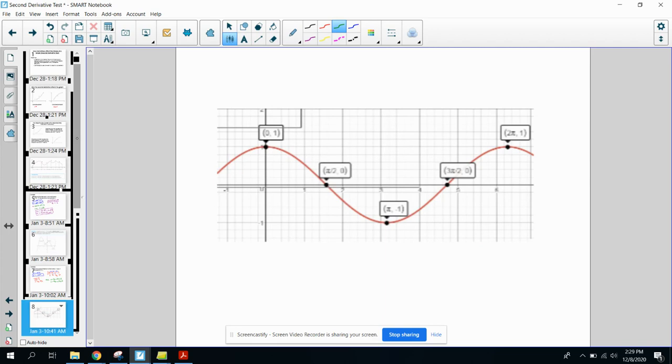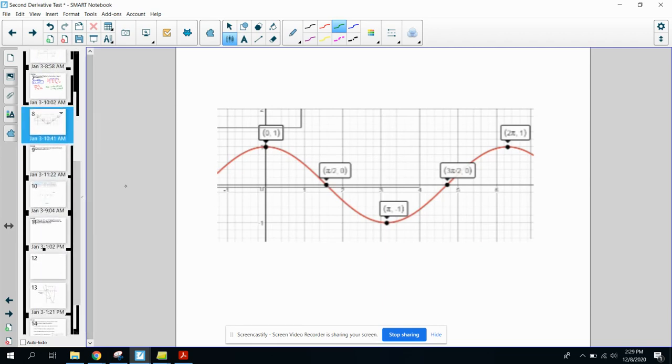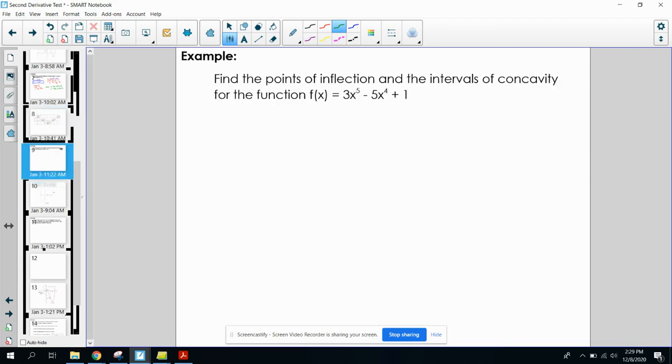Okay, this is the graph of what we just figured out. And we can see here, this is my original graph, and I can see that here it's concave down, and then at pi over 2, it flips to concave up, and then at 3 pi over 2, it flips back to concave down. All right, let's look at this other example here.